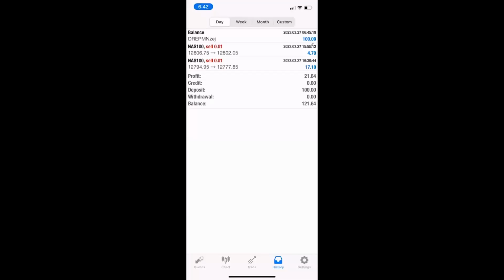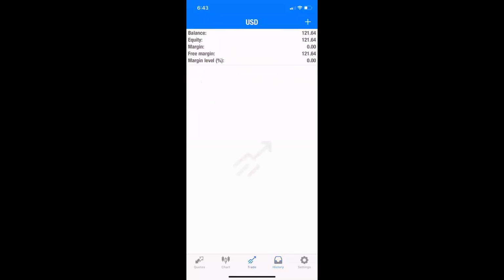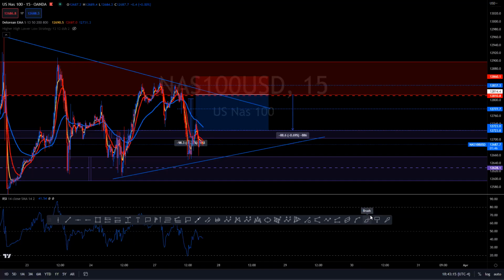So I had jumped to the sell earlier, made $4, but on that move I just showed you guys made $17. So that's why it's a total of over $21, close to 22. And so this was on a $100 account for Nas and a demo. So that's the result that I got. So now we're going to go ahead and do a few more examples.